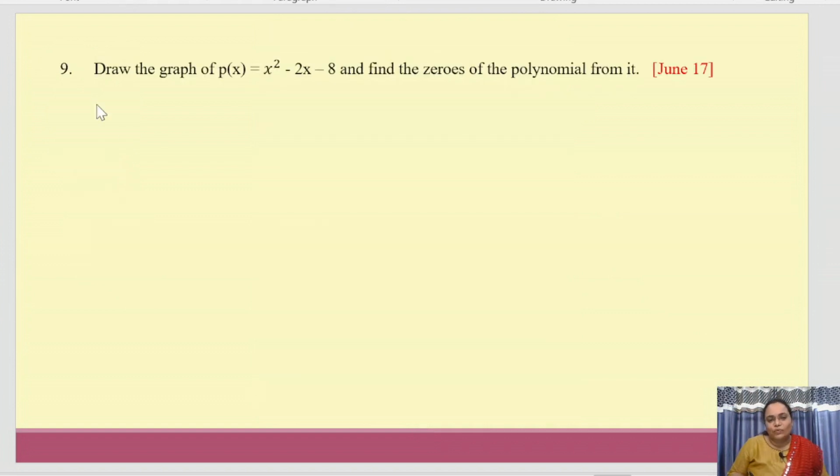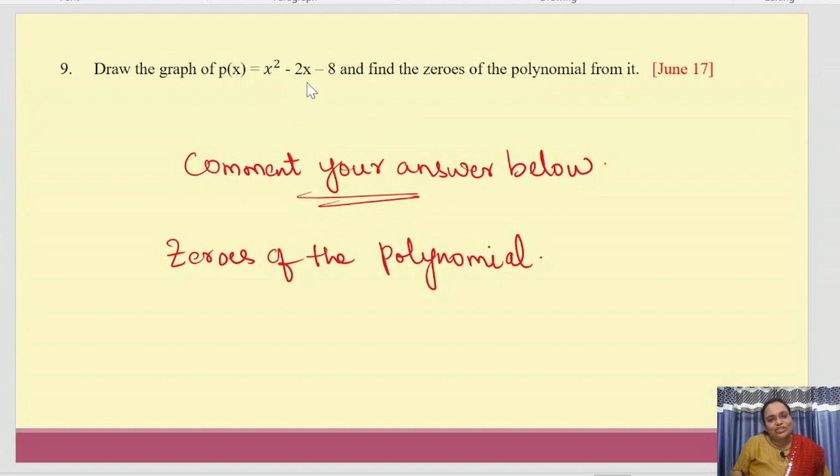So, let us see the next question. Draw the graph of the polynomial p of x and find the zeros from the graph. So, solve this question and let me know the zeros of the polynomial in the comment section below.